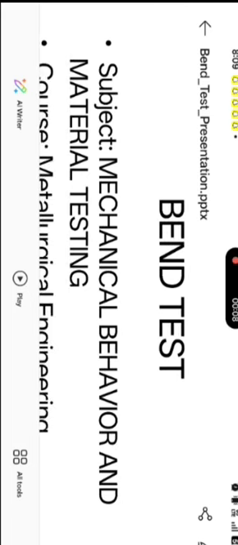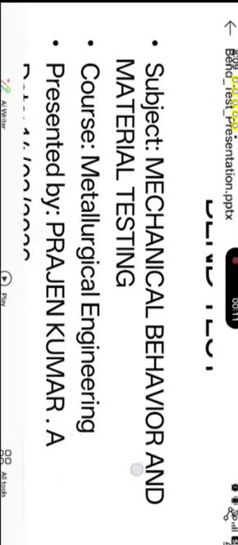Finally, a summary of the bend test. The bend test is a simple, inexpensive, destructive method used to evaluate ductility and soundness of material, as we saw in the introduction. It is usually performed using a universal testing machine. Its purpose is to assess ductility, weld penetration, and fusion, and to detect defects. Application: widely used in quality control and weld qualification. The standard is ASME IS 9606.